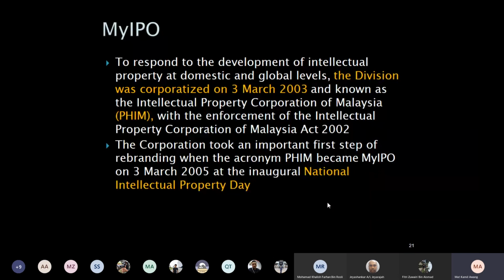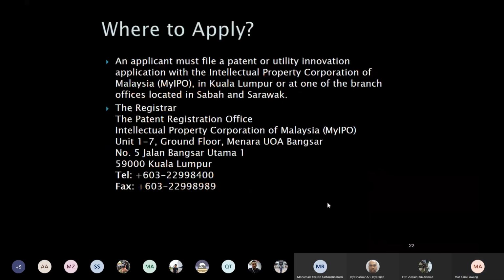To respond to the development of intellectual property at domestic and global level, the division was corporatized in 2003 and is now known as the Intellectual Property Corporation of Malaysia, with the enforcement of the Intellectual Property Corporation Act 2002. Then it rebranded to become MyIPO in 2005. So now we know them as MyIPO. The office is actually at UAE Bangsa.